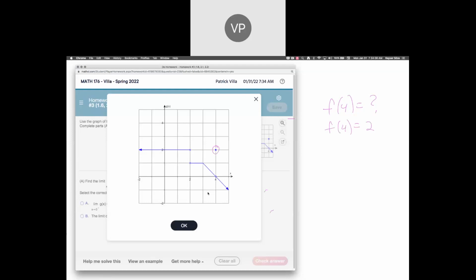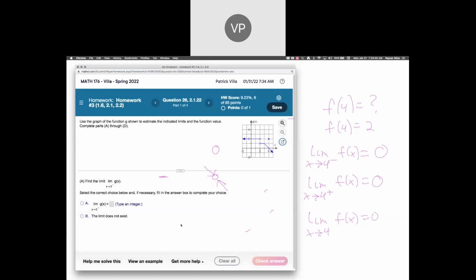If I asked you what's the limit as x approaches 4 from the left side of the function, then it's 0 because that's the y value that it's approaching right here. If I said, what's the limit as x approaches 4 from the right side? From here, it's also approaching 0. They're approaching the same one, therefore the limit as x approaches 4 is also 0.